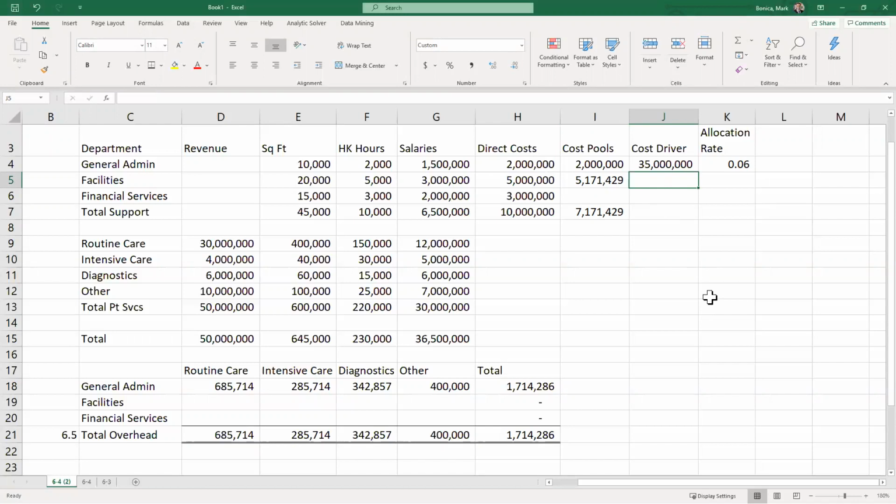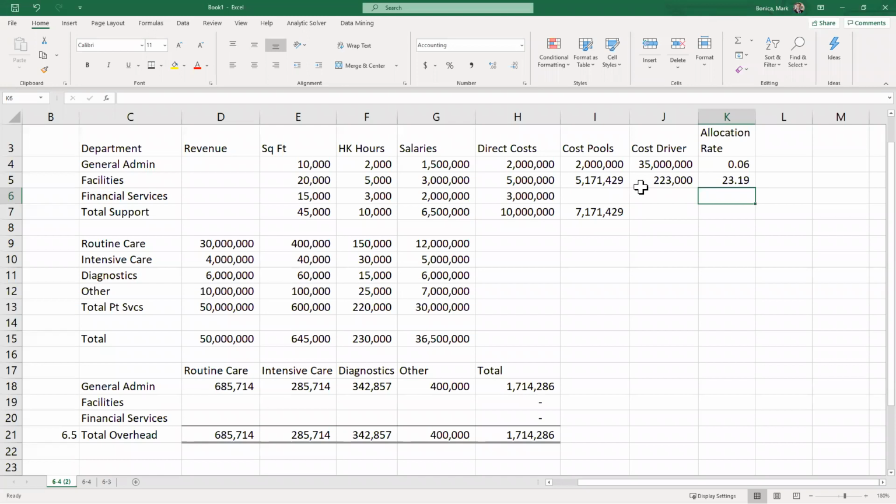Next, we calculate the cost driver. And remember, the cost driver for facilities is housekeeping hours. So that's going to be all of the housekeeping hours for the profit centers, which is 220,000, right? So it's the sum of all these, plus it's going to be the housekeeping hours for financial services, 3,000. And so now our allocation rate is going to be the cost pool divided by the cost driver, an allocation rate of 23.19.